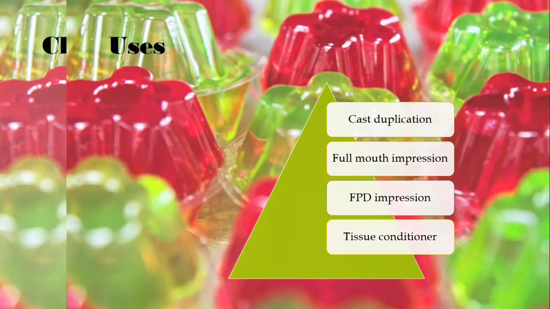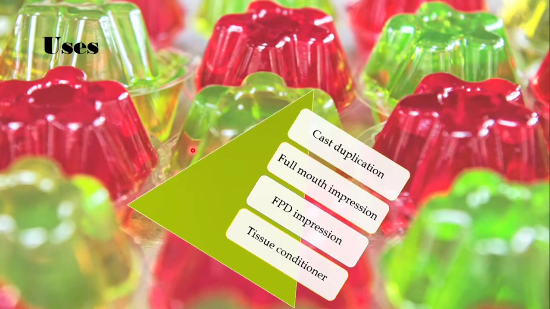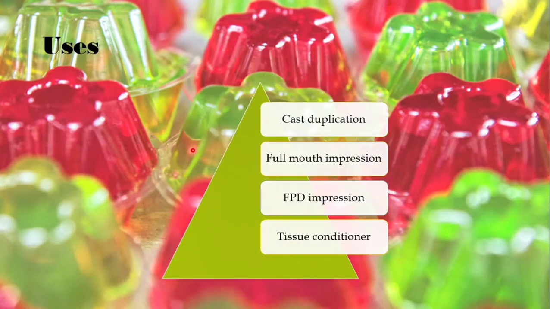So what are all the other uses? It can be used in cast duplication. It can be used for taking a full mouth impression when severe undercuts are not present. It can be used for taking an FPD impression. So an impression of a prepared tooth can be taken with high accuracy using agar material, and it can also be used as a temporary tissue conditioner material for a denture.